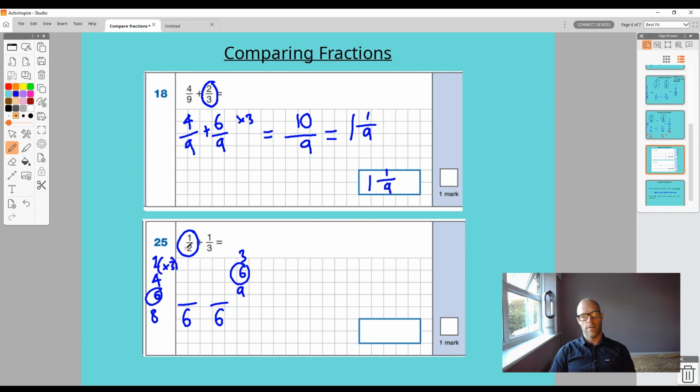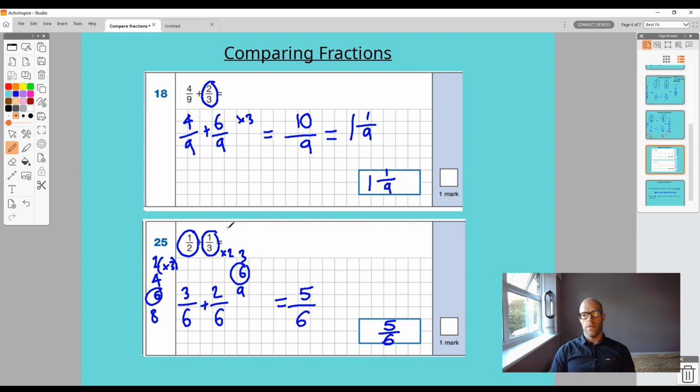Multiplying by 3. 2 times 3 is 6. 1 times 3 is 3. Making sure to remember to add. And over here we're multiplying by 2. Times 2. 3 times 2 is 6. 1 times 2 is 2. Then we have the denominators the same. They're both in sixths. We have 3 add 2 equals 5 sixths. We write it in our answer box.